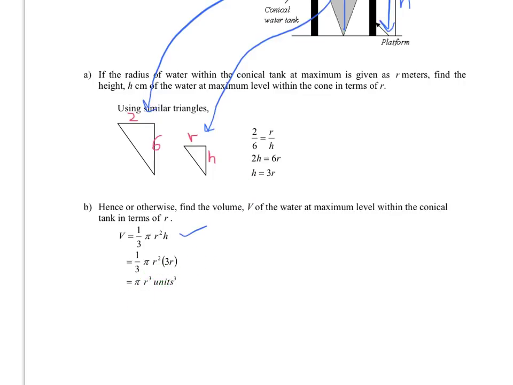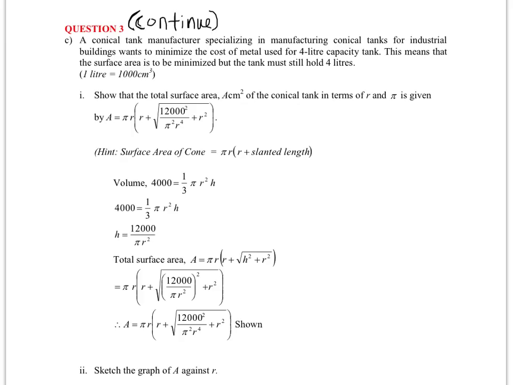So now what you can see is that we have 3 unknowns or 3 variables: V, R, and H. Pi and 1/3, they are just constants. But at the end of part B, we are only left with R, the variable R, and V. That's a very important idea. So now let's continue to part C of the same question.